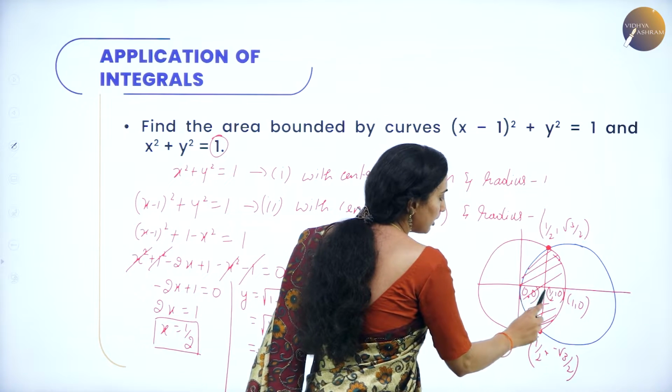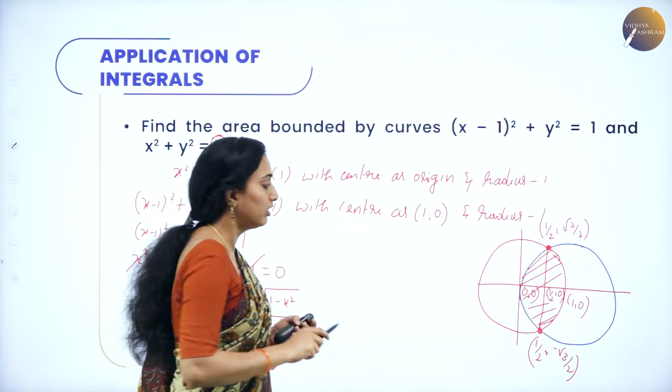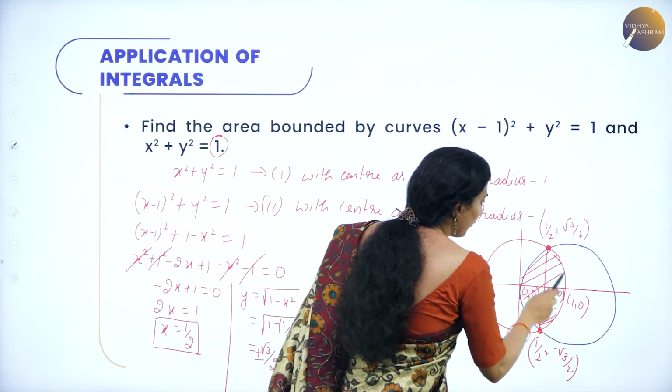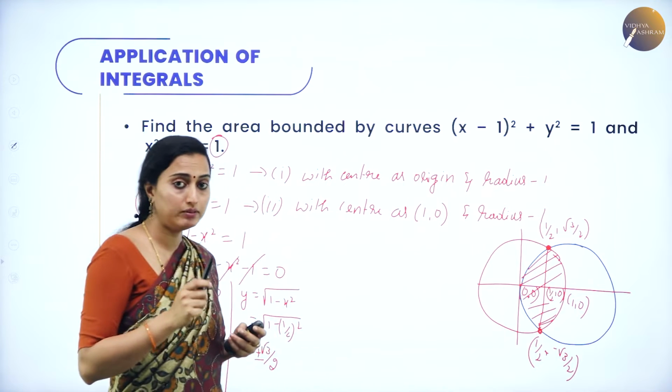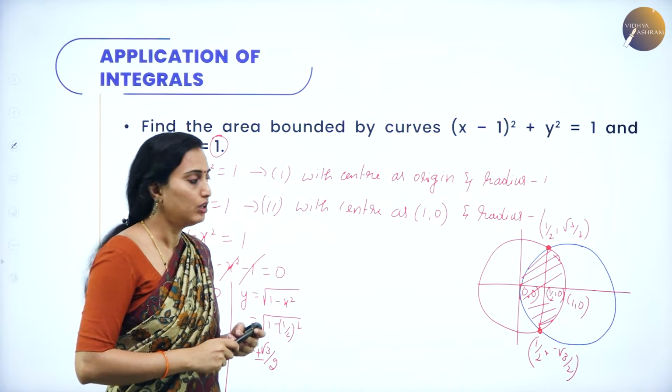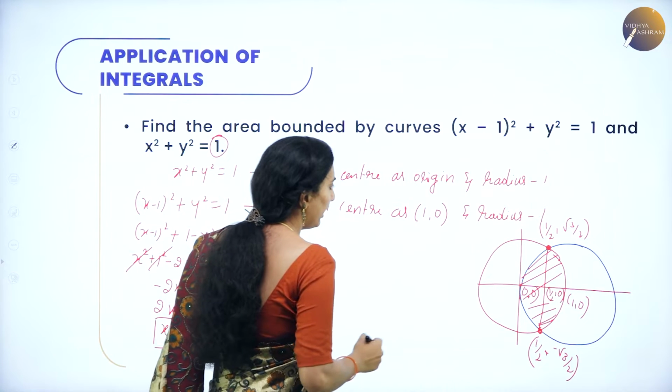So, if I am taking 0 to half, which circle is it? Blue circle. Blue circle is the second circle. And then half to 1. Half to 1, which circle is it? It is the red circle. Red circle is nothing but the first circle. Correct? So, therefore, accordingly, I can take it as the area of this one.